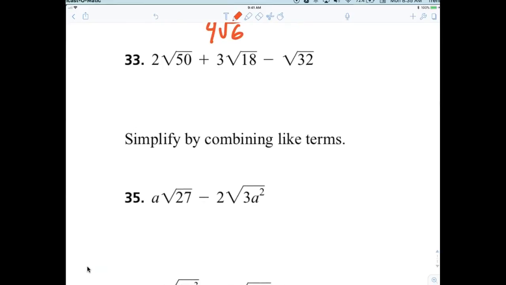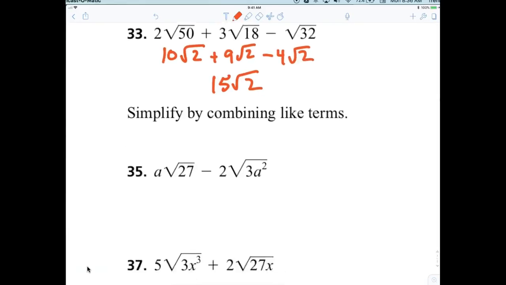So 10 radical 2 plus, go ahead, 9 radical 2. Right, and you're trying to remember 32 is 16 times 2. All right, not 4 and 8, because you have to break it down twice. All right? So altogether, your final answer is what? 15 radical 2. All right? All right, now we're going to get to the variables.